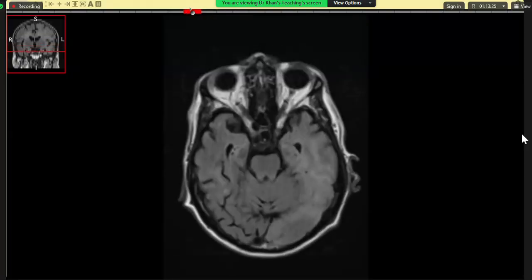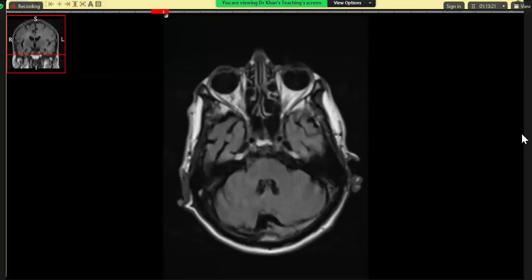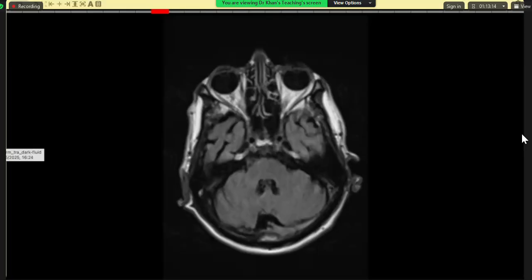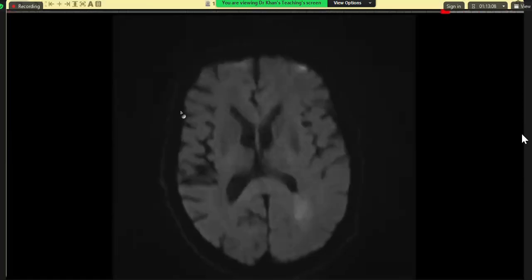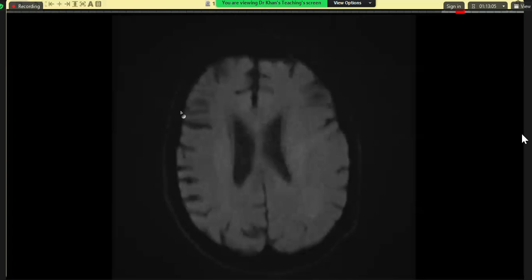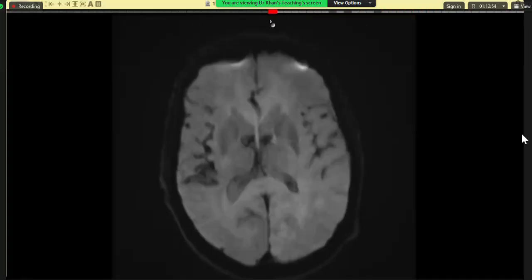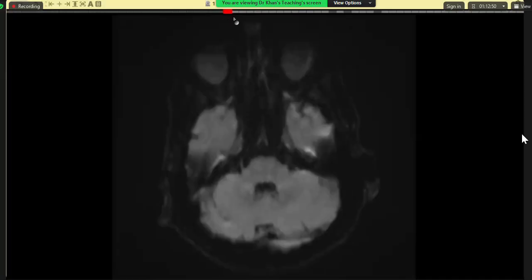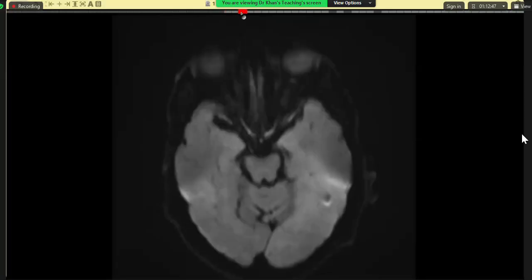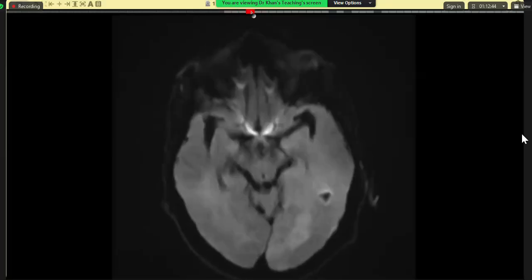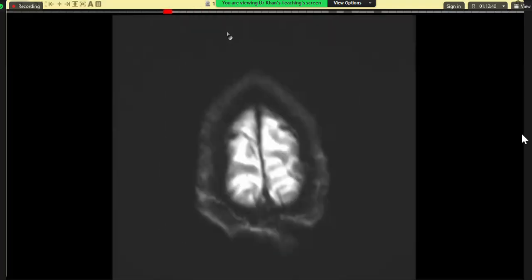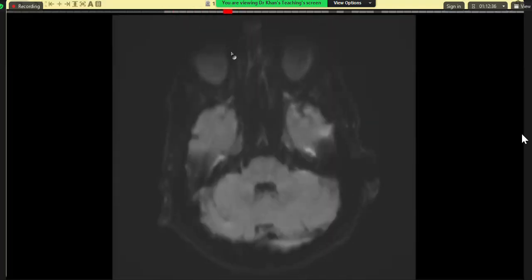Okay, sir, can I see another sequence for this? Which sequence? I want to look for diffusion, and also I want to look for post-contrast. This is diffusion. Just one second, let me set it for you. Now, scroll this.